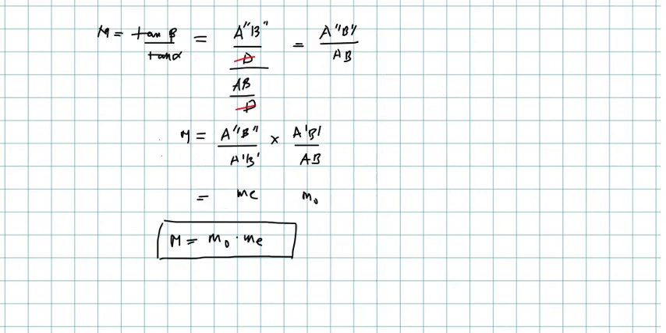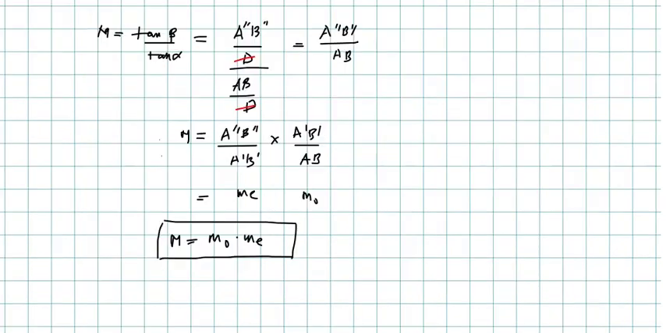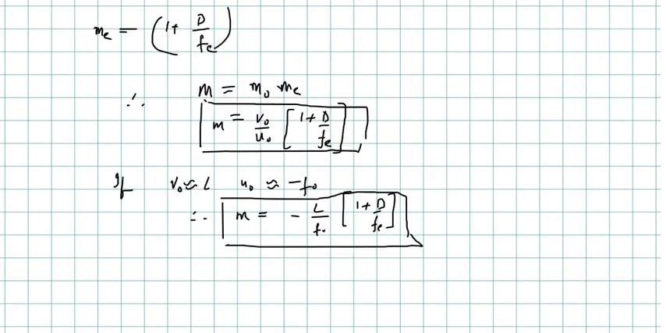This VO equals approximately the length L because you can see that the focal length, this will cross, this will be very close to the eyepiece. This object A prime B prime will be very close to the eyepiece. Hence, as these lengths are all quite comparable, that is why we make this assumption that it is equal to length, just to simplify a little bit. So, this is the magnification at near point adjustment.